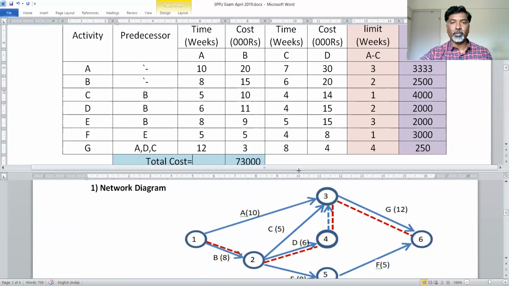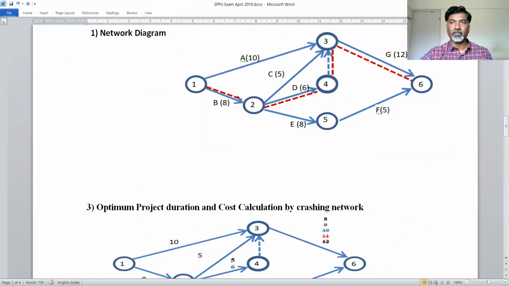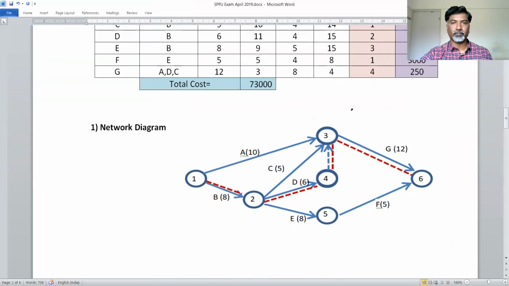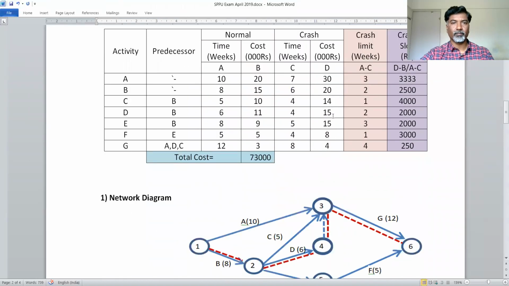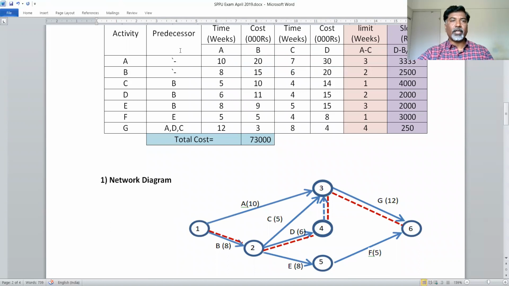From these values, we have to draw a network diagram. So we'll see how to draw a network diagram. They have given that activities A and B have predecessors dash. Dash indicates the root node. So I have selected this as node 1, the root node, and from that I have started two activities, A and B. I have written A and B over here.